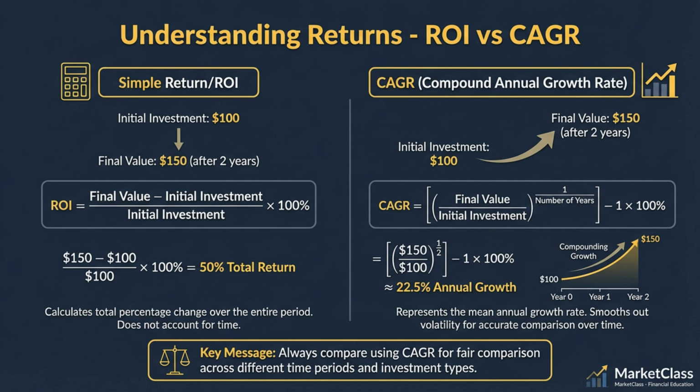There are different ways to measure returns, and using the wrong measure can mislead you. Simple return just tells you the percentage gain. If you invested 1 lakh and got back 1.5 lakhs, your simple return is 50%. But what if it took 5 years? ROI, return on investment, is the same as simple return, but for comparing investments over different time periods, we need CAGR, compound annual growth rate. CAGR tells you the equivalent annual return, accounting for compounding. It's the most accurate way to compare investments.